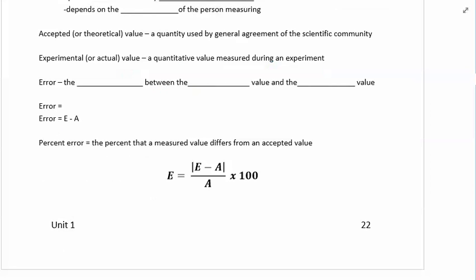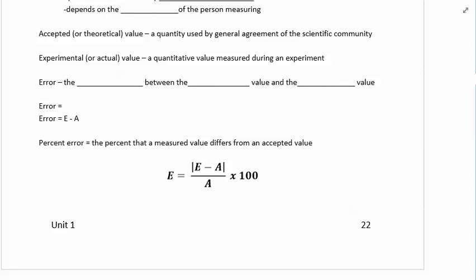We're going to talk a little bit about error. There's two types of values that we're going to have when we're calculating error. We're going to have the accepted value. This is a quantity used by general agreement in the scientific community. Sometimes it comes from a resource. Sometimes it also comes from a calculation. So there's a lot of things that could be considered the accepted or the theoretical value.